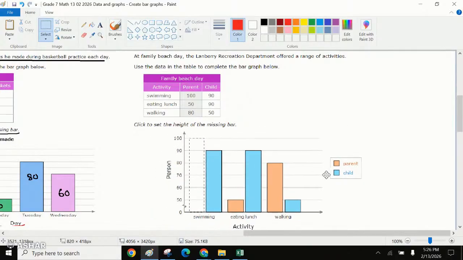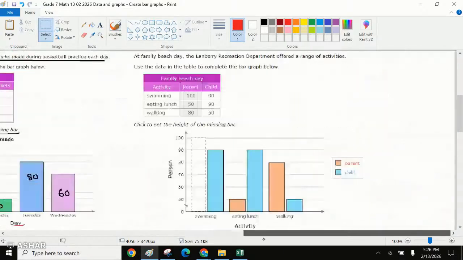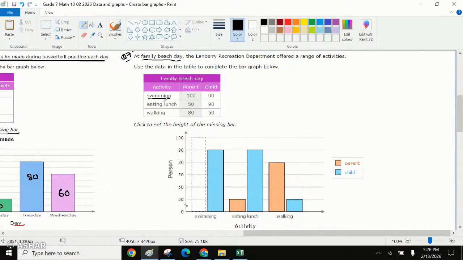If this is a bar graph given to us in this question, we did question number 6. This is our question number 7. A family beach day, the Lambury Recreation Department offered a range of activities. The activities given are swimming, eating lunch, and walking. There were different numbers of parents and children. For swimming, 100 parents opted. For swimming, 90 children opted.